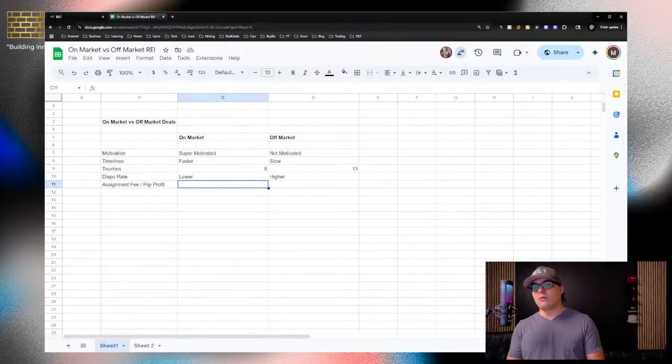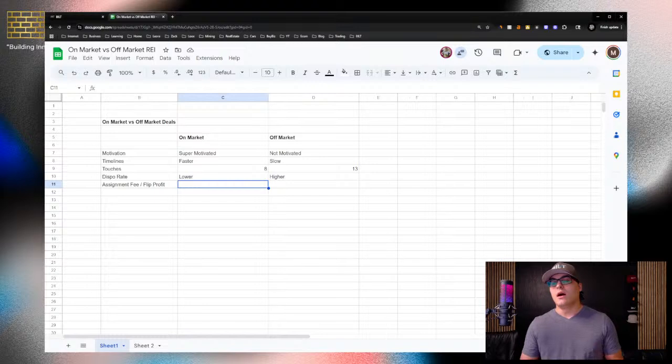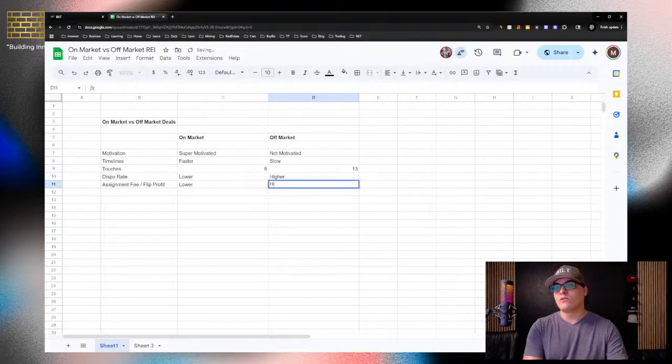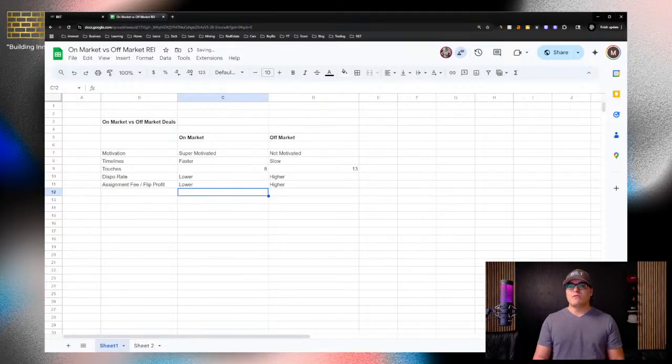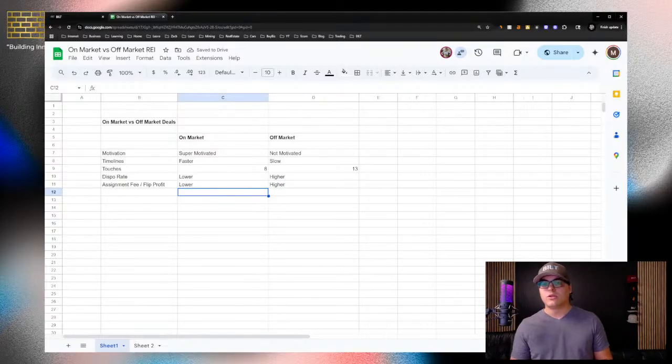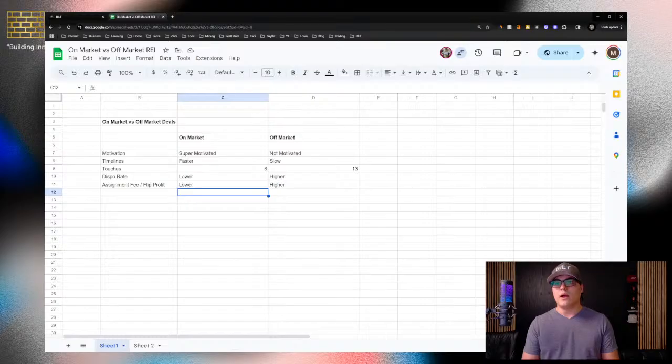You could probably have higher assignment fees or higher flip profits in either instance, right? So again, going back to this, assignment fees and flip profit are going to be lower on on-market deals, and of course higher on off-market deals. Now, looking at this before we get into any costs or anything along those lines, if we just look at this right away, if your goal is to get a deal as fast as possible, where would we need to be, right? Would we work on the on-market deals?